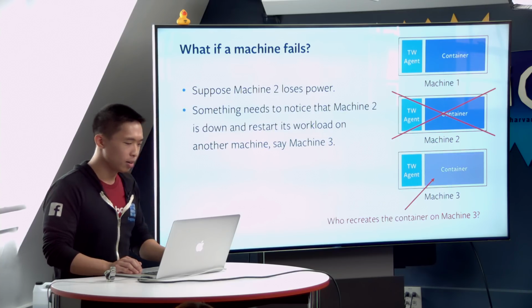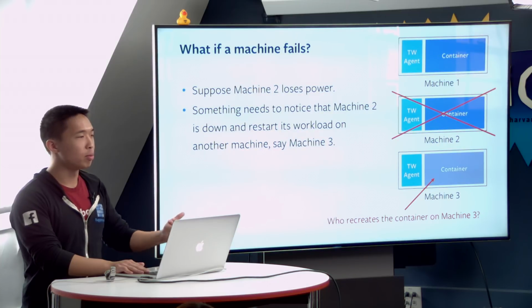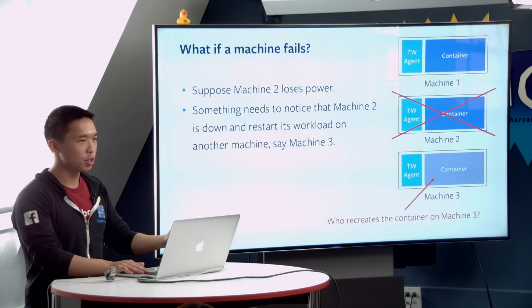I need two copies of my service running at all times in order to serve all the traffic my service has. But now that machine 2 is down, I don't have enough capacity. Ideally, I would want something to notice, hey, the copy on machine 2 is down. I know machine 3 has available resources. Please start a new copy on machine 3 for me.